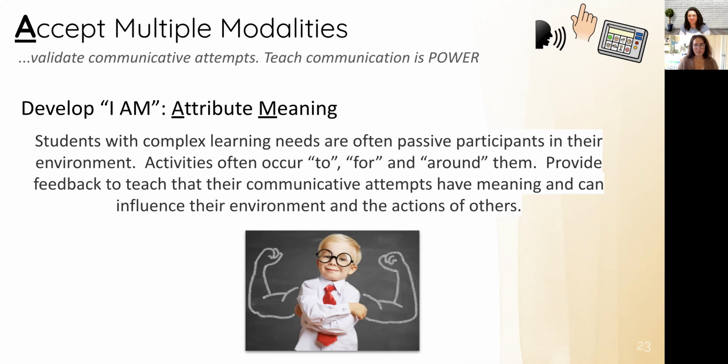And we need to provide feedback to those communication attempts to show them that it has meaning and that it can influence the environment and the actions of others. This is one of the best ways that we can help our students get out of that passive role and into that active role, seeing that they can influence the environment around them and the actions of others. So we're going to get into that a little bit more here.